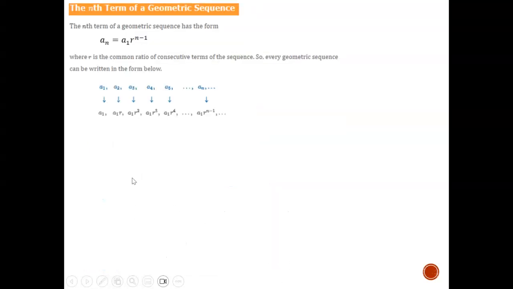Okay, now, hey guys, there's also an nth term formula for the geometric sequence, and it's shown here. The formula is an equals a1 times r to the n minus 1, where r is the common ratio of the consecutive terms of the sequence. So every geometric sequence can be written in the form below. You see, a1 is just a1. a2 is equal to a1 times r to the first power. a3 will be a1 times r squared, and so forth. This is crucial, guys, because I believe it's going to help us in one of our problems in the next slide or 2 slides from now.